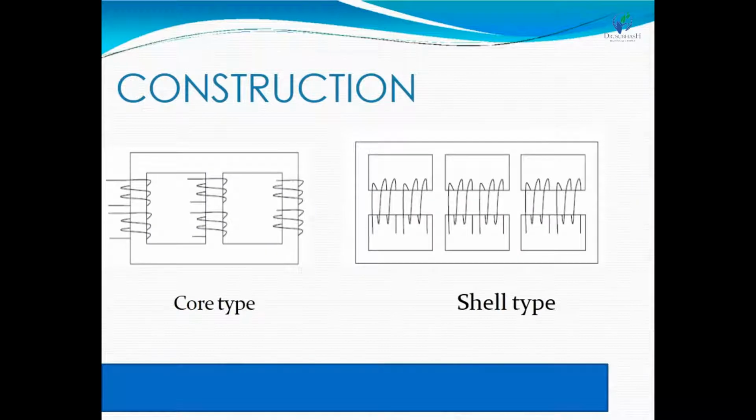Now we discuss the construction of three-phase transformer. Generally, three-phase transformers are divided into two types. They are core type transformer and shell type transformer. In the core type transformer, the figure is shown in the slide. The core of this transformer consists of three limbs. The primary and secondary windings of the three phases are wound on these limbs. Only two windings are shown in this figure.